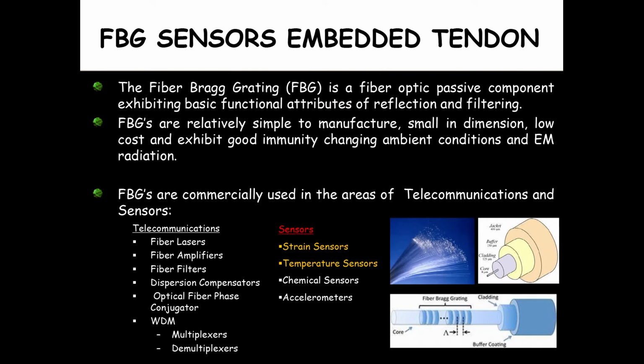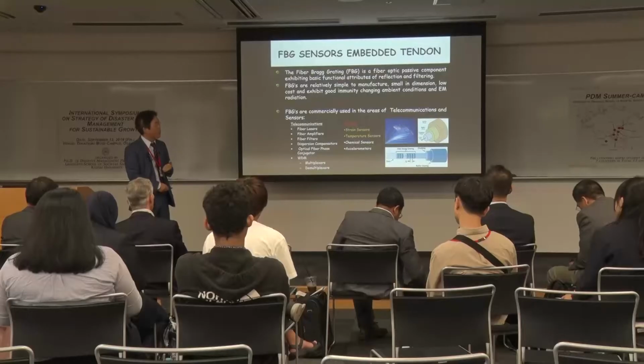And then the fiber Bragg grating is a fiber optic passive component exhibiting the basic functional attribute of reflecting and filtering the waves. And this FBG is relatively simple to manufacture, small in dimension, as I said, and low cost. So it has been used in telecommunication areas as well as sensors. We can use these sensors as strain sensors, temperature sensors, chemical sensors, and even accelerometers.